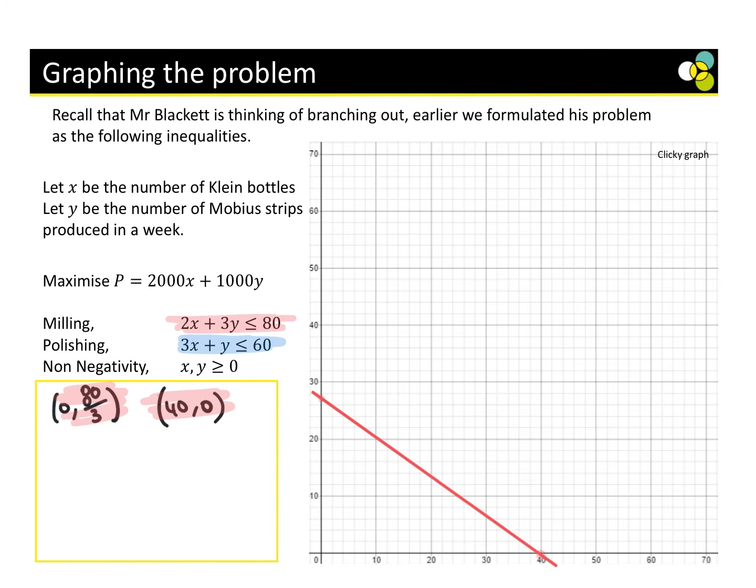3x plus y. Okay, so y equals 0, 3x equals 60, x equals 20. So when y is 0, x is 20. And then when x is 0, y equals 60. (0, 60). Okay, so there's our next.